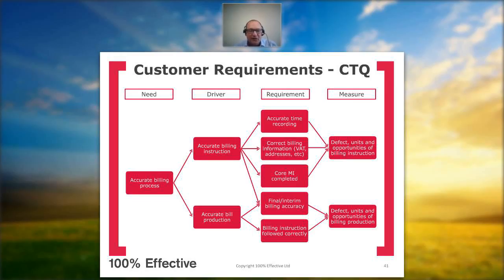They needed to get good MI, management information, etc. And they were the CTQs, the requirements of the CTQs. And then they put 2 measures of performance in place: defect units and opportunities of the billing instruction, how many problems did they have, and that made them able to measure that particular thing. So suddenly they know what's important, they work on the things that need to be important, and they can measure what's happening.